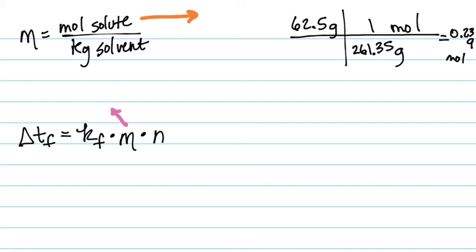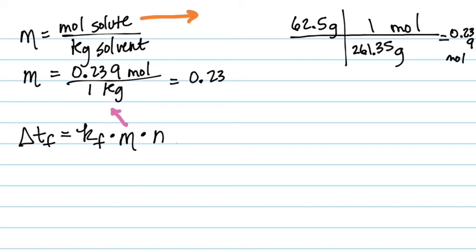0.239 moles. So I'm going to go over and plug that in, 0.239 moles of solute over kilograms of solvent, which we had 1 kilogram of water. So the molality ends up being still 0.239 since we are dividing by 1. Okay, let's go plug that in.